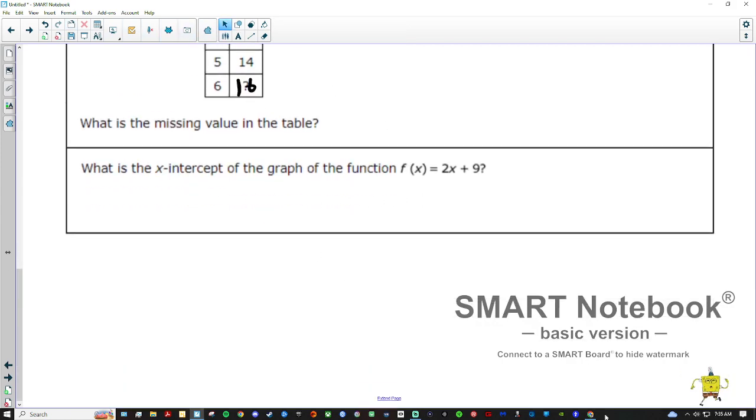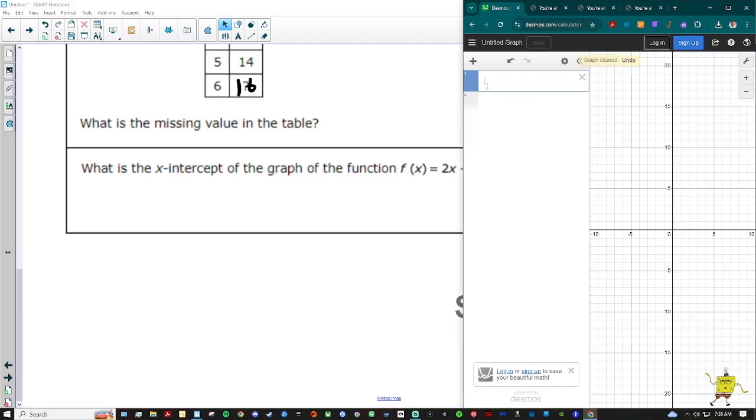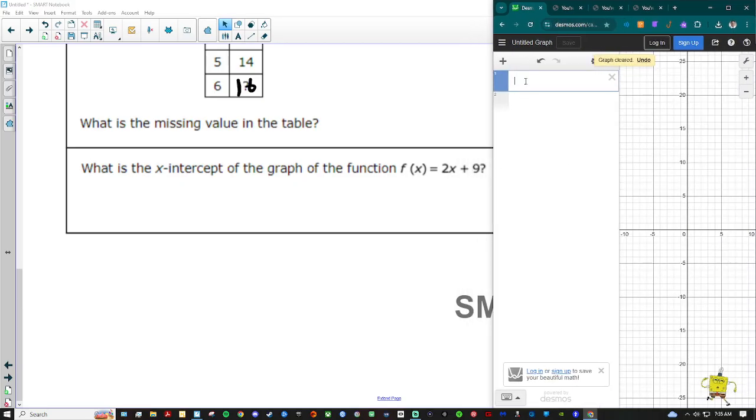What is the x-intercept? Okay, we can go to our graph. If we type it in, f of x equals 2x plus 9. My x-intercept is where it crosses the x-axis. It's negative 4.5.